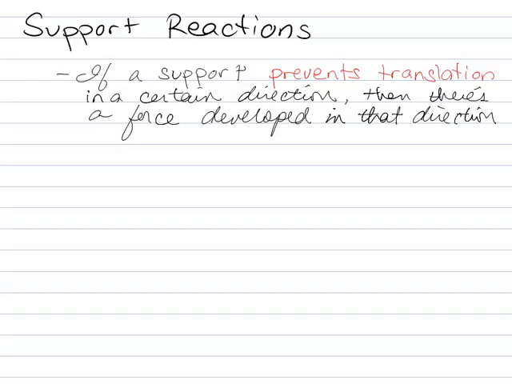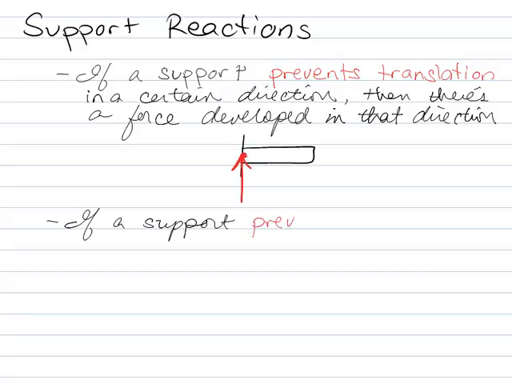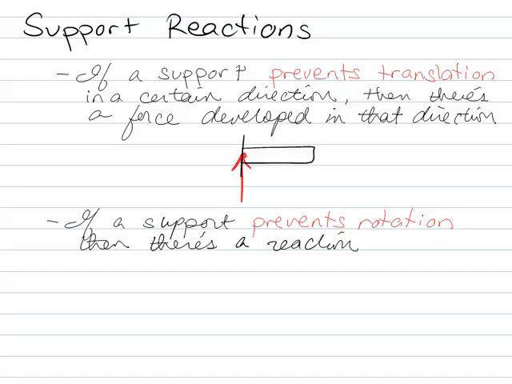Looking at the idea of a fixed support here, it's preventing me from going down. This point is being prevented from going down, so I could say there's a support reaction pointing up. Now, if a support prevents rotation in a certain direction, then there's a reaction moment in that direction.